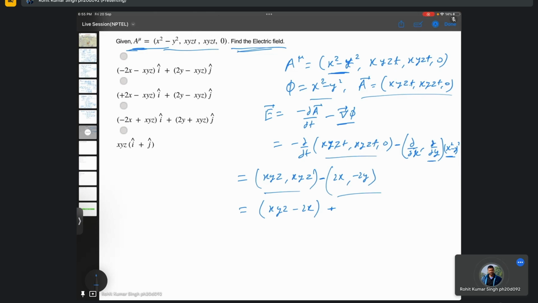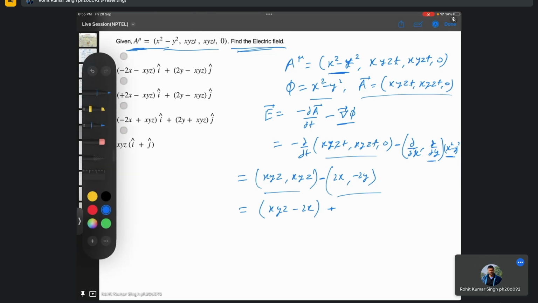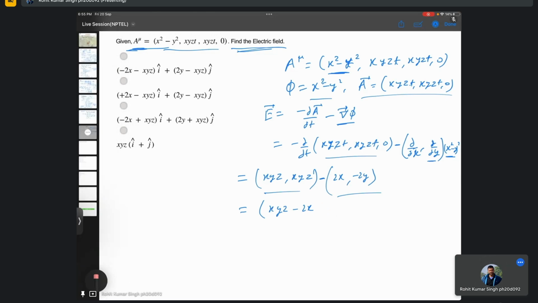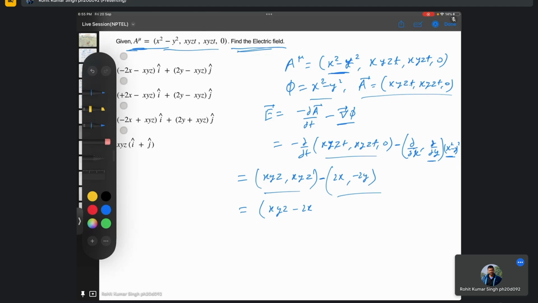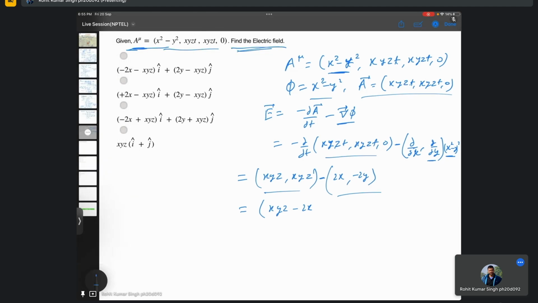Sorry, why am I writing plus? Minus 2x and xyz minus minus plus, so right. So this is your x component, this is your y component. So which is the correct answer? This one, right?